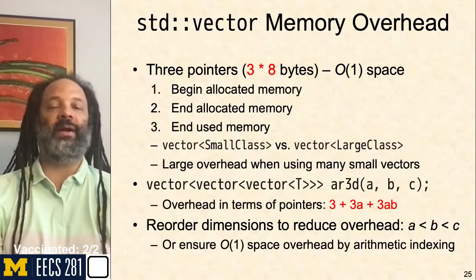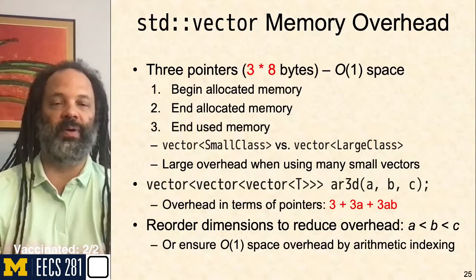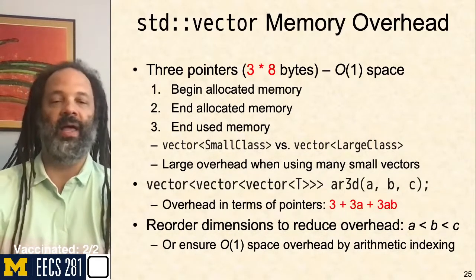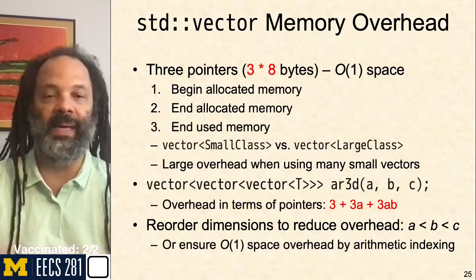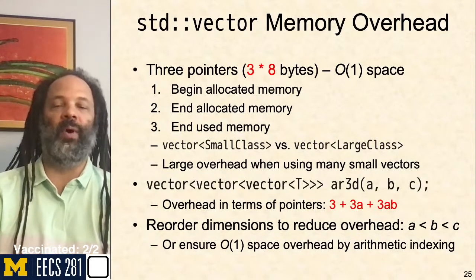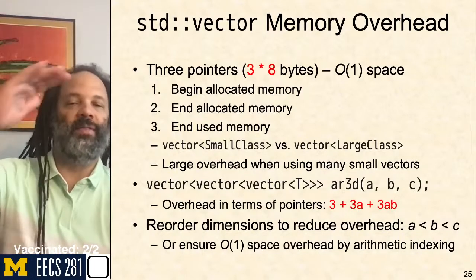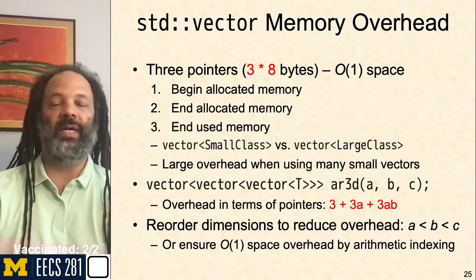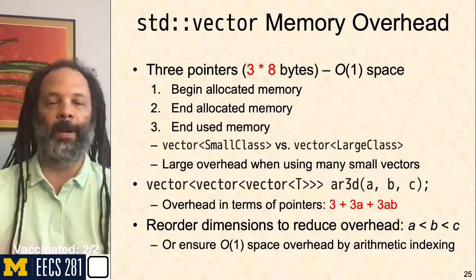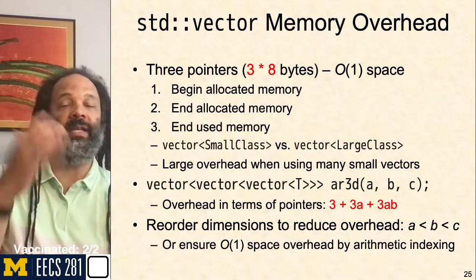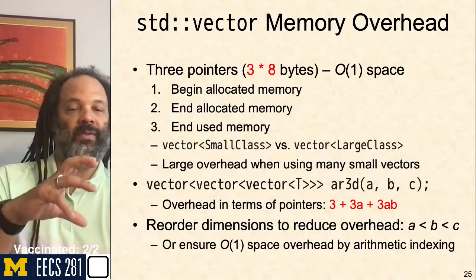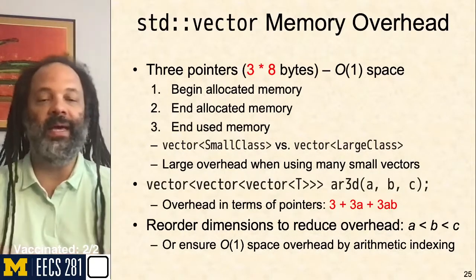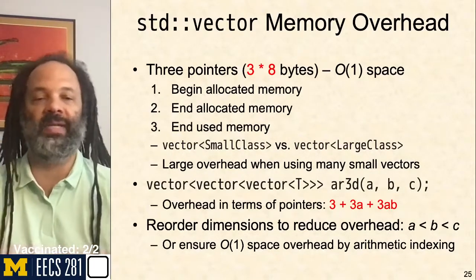So you can see here that if I take three pointers per vector, if I've got a 3D vector, I've got three pointers that point to the main vector. That's going to be a given. Then I've got three pointers for each one of the rows, or each one of the floors in the 3D vector. Then I've got three pointers for each row in each floor. So that's where that 3 plus 3A plus 3AB tells me how many total pointers I have there.